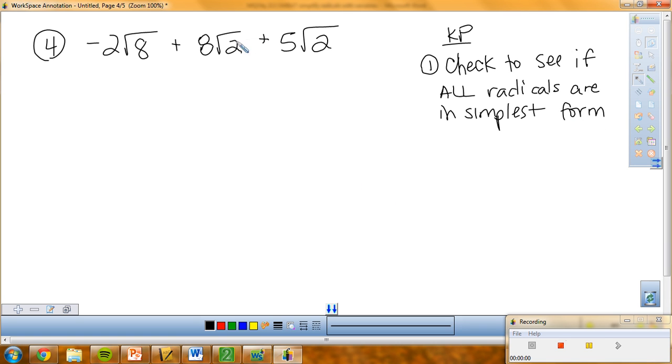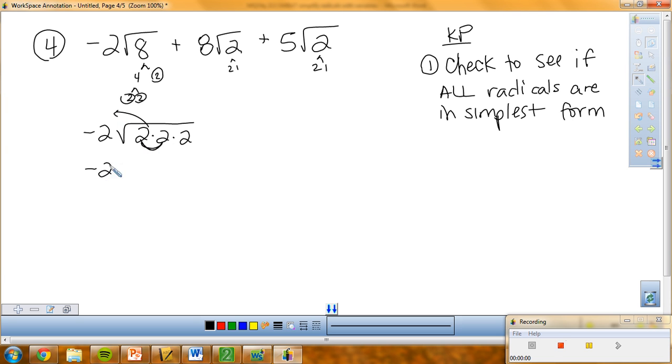Right, so I check. I know that 2 is just going to be a factor of 2 and 1, so these are in simplest form, but I need to check for 8. So 8 I know is 4 times 2. 2 is prime, and 4 is 2 times 2. Since I'm taking a square root, I have negative 2 square root of 2 times 2 times 2. My index tells me that I need to be taking out groups of 2, and I do have a group of 2 that can come out.